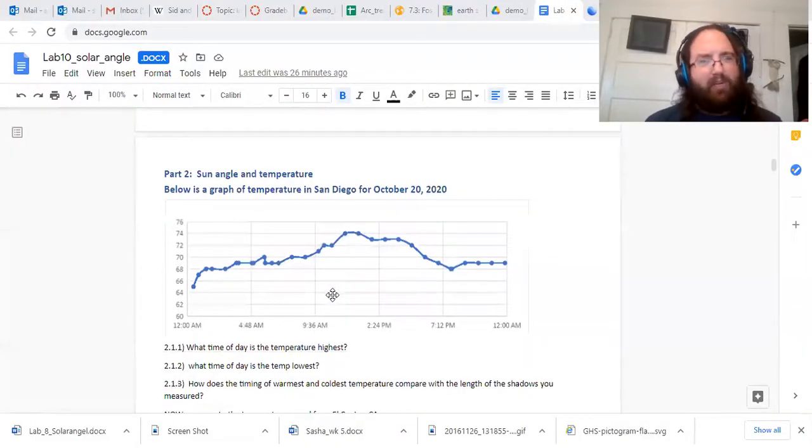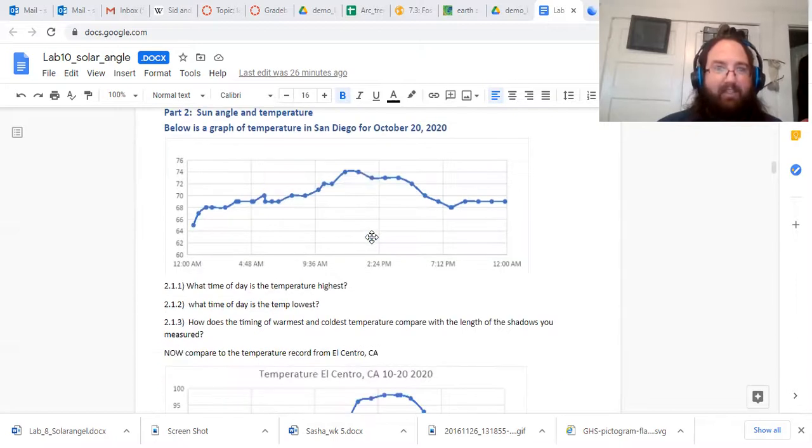So then for the second part of lab, you're going to be looking at the temperature range throughout the day. So this is a graph of temperature versus time for San Diego, California. And you're just going to be answering a couple questions about when is the temperature highest, when is it lowest, and how does that temperature correlate with the length of the shadows you observe.